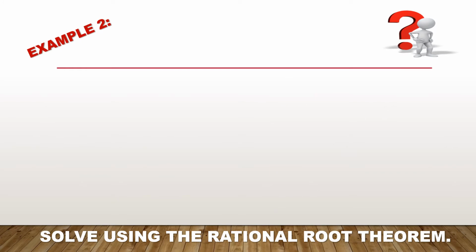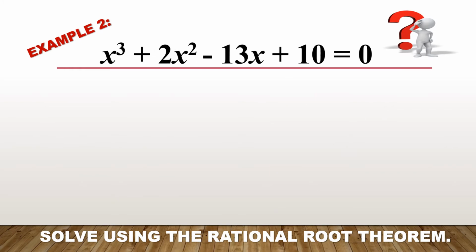Example number 2. The given is x cubed plus 2x squared minus 13x plus 10 is equal to 0. So we have to look for the roots or the values of x here. So let's have the factors of the constant term, and that represents p. And what is that p here? It's 10. It's the constant term. So let us list down the factors of 10.